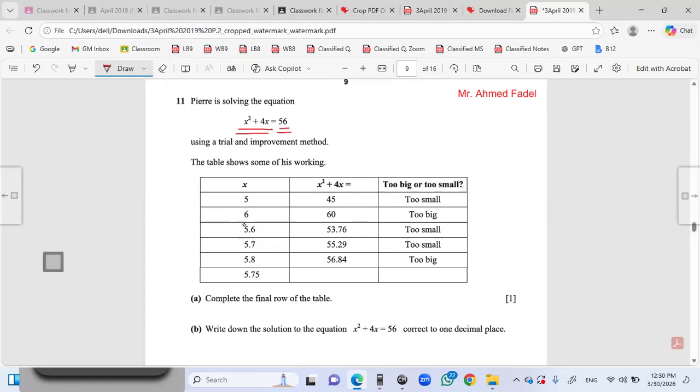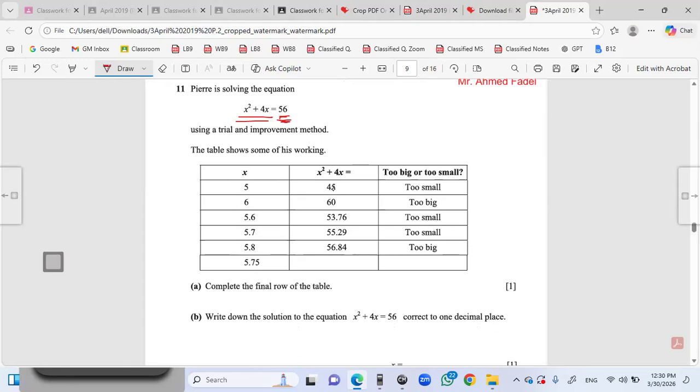So when he tried x as 6, he found that it is 60. 6 squared plus 4 times 6 gave him 60, which is too big. I want 56 only. So he tried 5.6 and he kept trying. He's getting closer every time to 56. So he made it a little bit smaller, 5.75. We need to remove x and write 5.75 to complete the table.